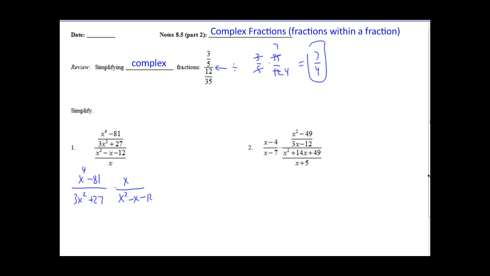Now if we can, we try and factor. So this top actually factors: x squared plus 9 times x squared minus 9. We still have the x over here. If we take out the 3, we're going to get x squared plus 9. And if we factor the polynomial underneath the x, we're going to get x minus 4 times x plus 3. Now we look, is there anything that we can cancel? Well, we know x squared goes into x squared. There really isn't anything left there.